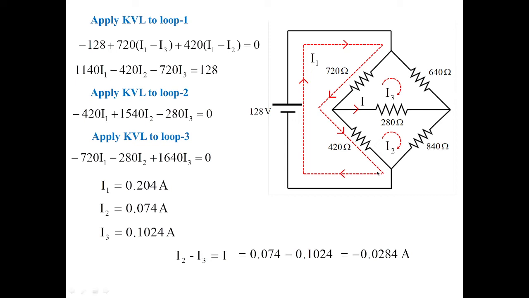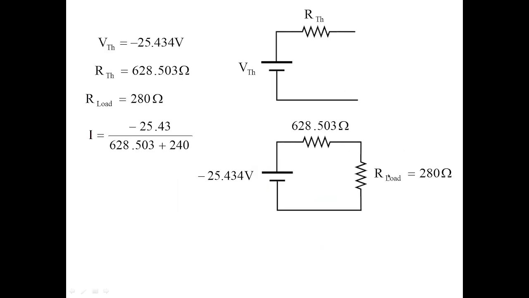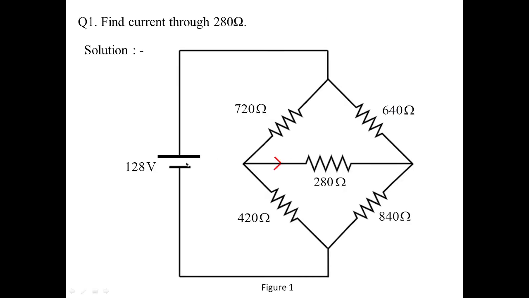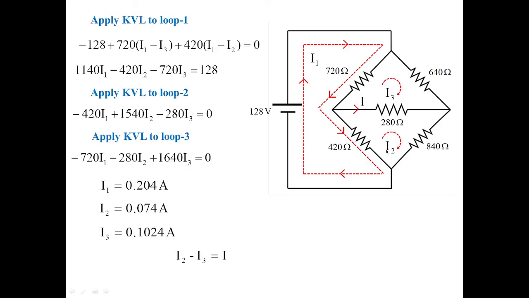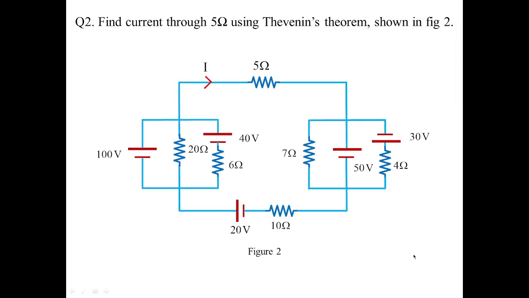Remember, while calculating the values of currents in the previous case, for this particular load resistance, which is 280 ohms, it is mistakenly written as 240. This is the point we need to concentrate on. Here it should be 280 ohms. I hope you understand this procedure of estimating the values of currents I1, I2, I3 using mesh analysis and thereby finding out the branch current, which is equivalent to minus 0.0284 amperes. Now let us focus this theorem on this particular circuit.